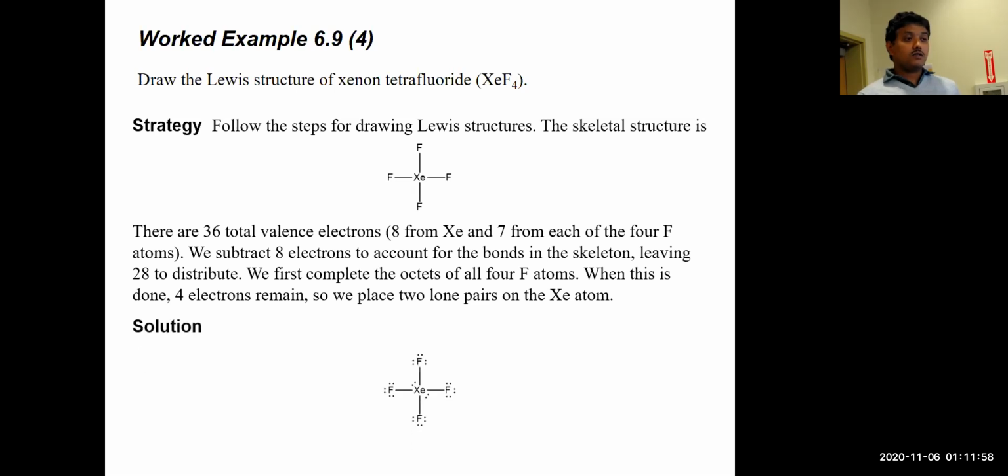What do you do with those 2 lone pairs? You give them to the central atom, because fluorines cannot take more than 8. So you ask the xenon to take the extra load of electrons. It doesn't matter, 8 or 12, xenon is still able to take those extra electrons because it is from period 5 or 6. I think period 5.